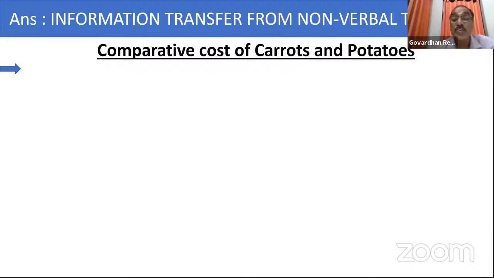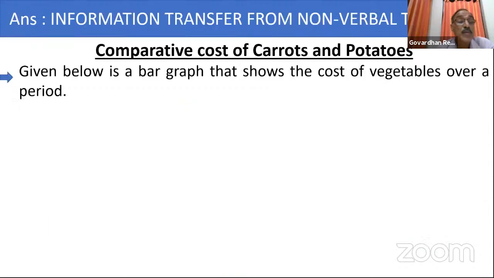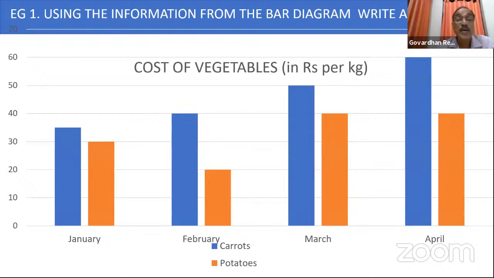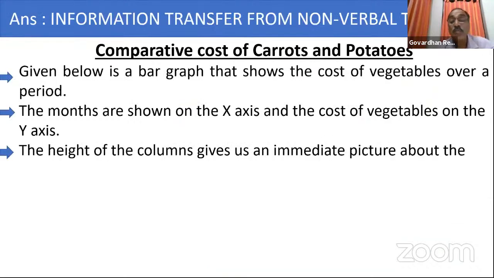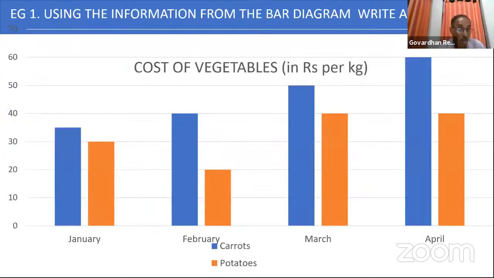So now we'll see the comparative cost of carrots and potatoes. Given is a bar graph that shows the cost of vegetables over a period. That is what we have seen just now. Again referring to the bar graph, the months are shown on the x-axis, which I have said already, and the cost of the vegetables on the y-axis. The height of the column gives us an immediate picture of the comparative costs of carrots and potatoes over the months, and also the individual trends pertaining to each vegetable. There are two vegetables here. We can see the comparative cost of potatoes and carrots here.